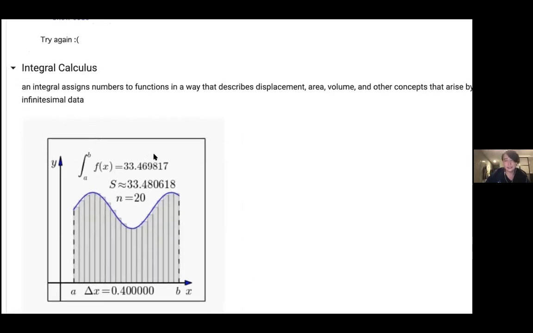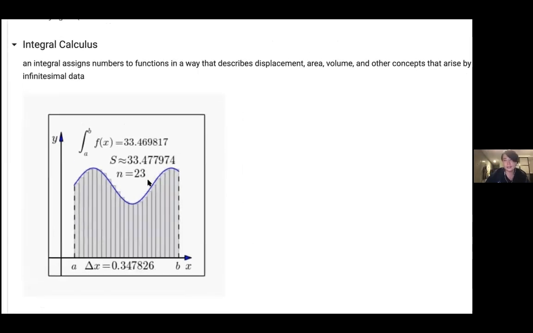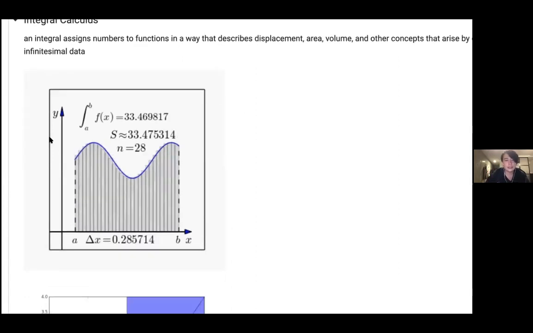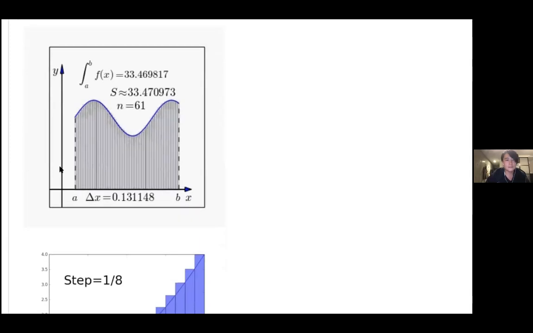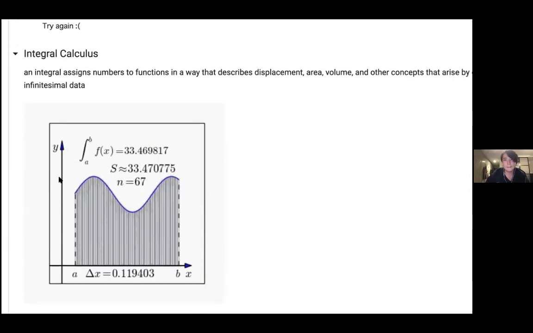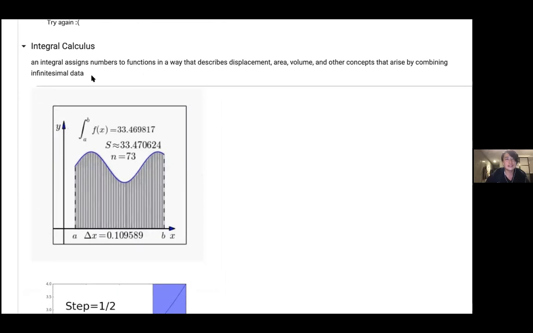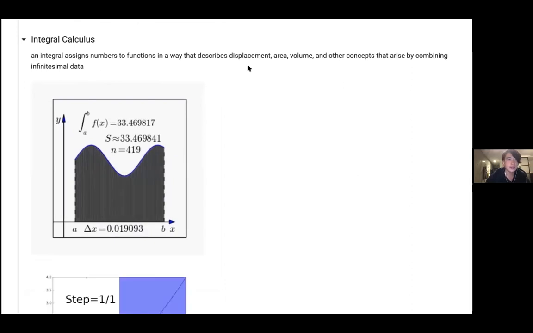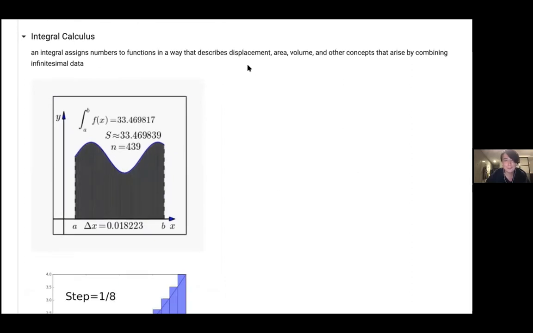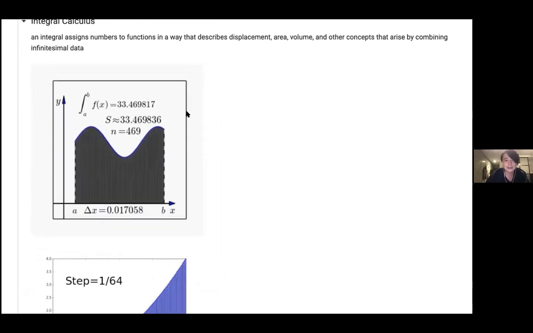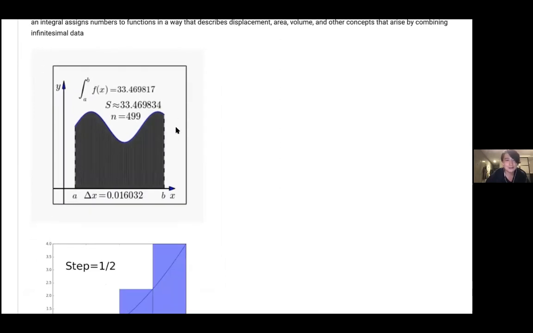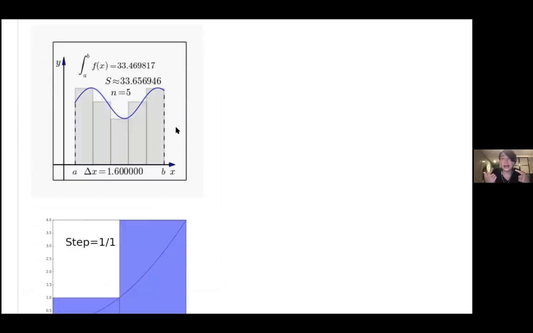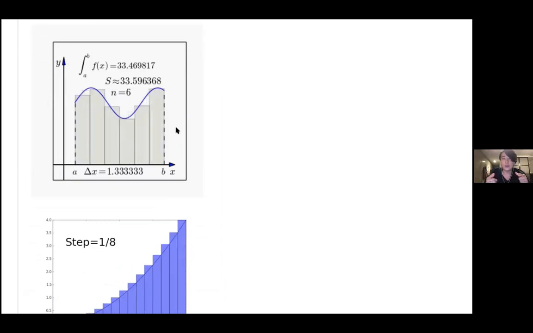The next one is called integral calculus, which is closely related to differential calculus. The proper definition is that it assigns numbers to functions in a way that describes displacement, area, volume, and other concepts that arise by combining infinitesimally small data. These are just mysterious words explaining it in detail. But basically, it is used for approximating areas or volumes.